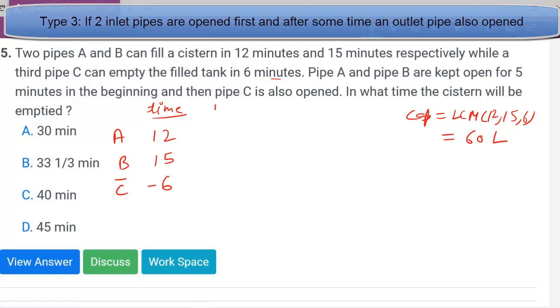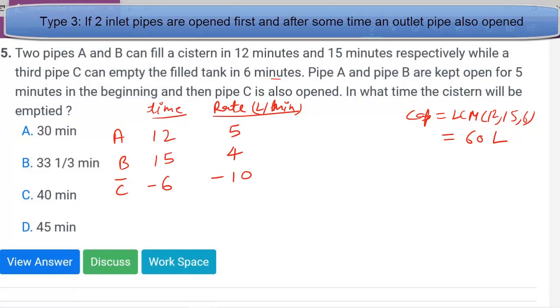So now the next thing we will do is calculate the rate, that means liters per minute. Here it is liters per minute being filled or being emptied. In case of A, 60 by 12, that means 5 liters per minute. In case of B, 60 by 15, that means 4 liters per minute. And in case of C, this is 60 by 6, that means 10 liters, which is minus. Okay, that means 10 liters per minute it is emptying.